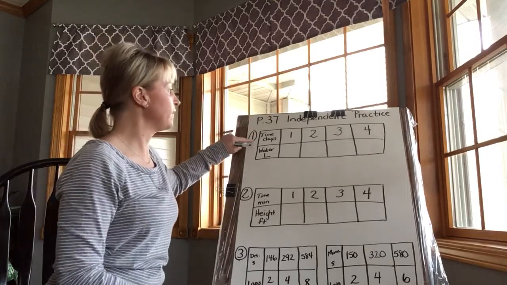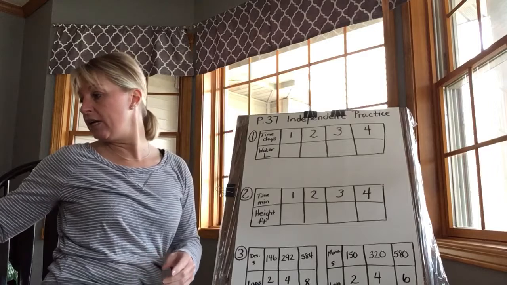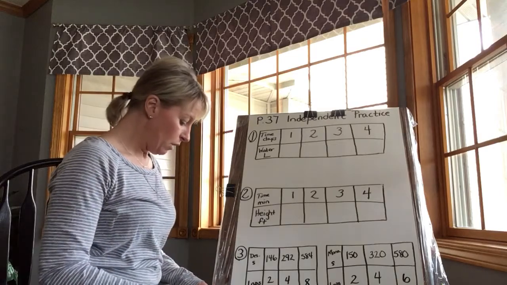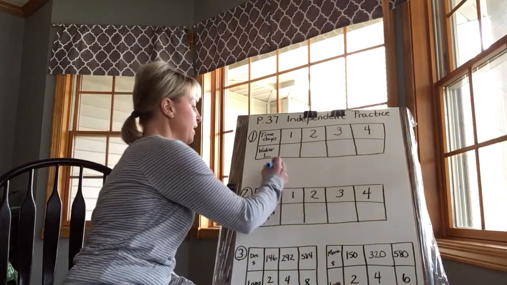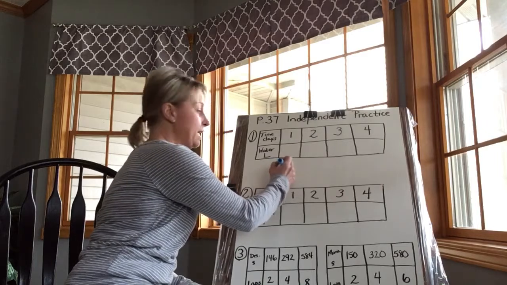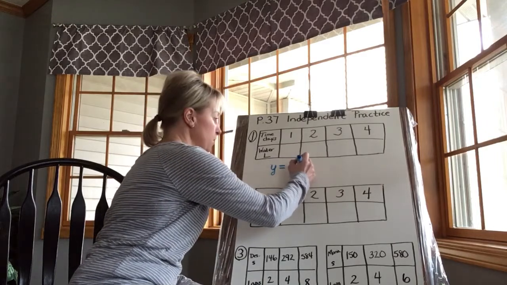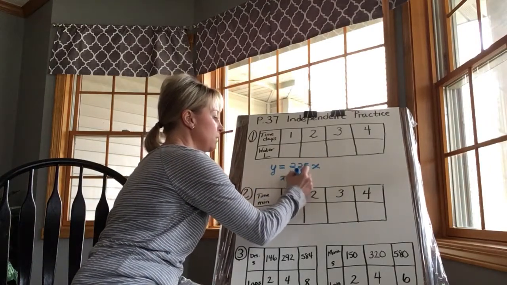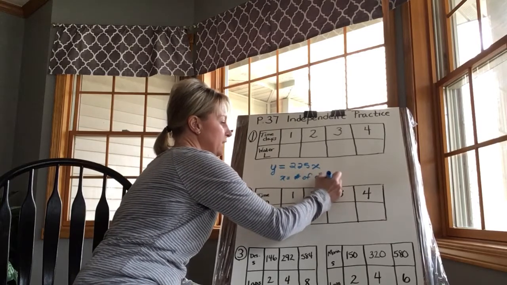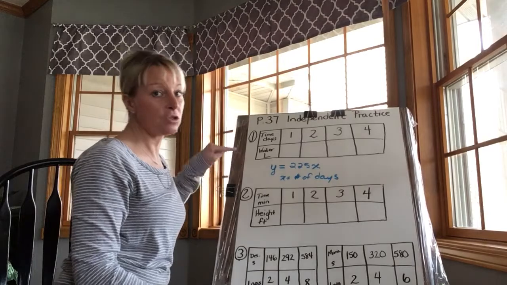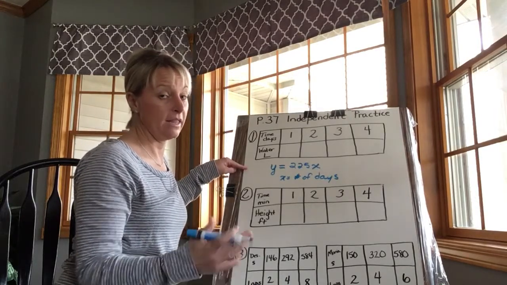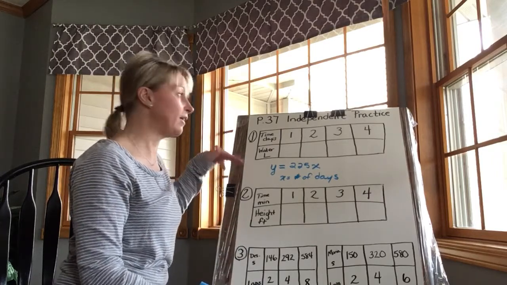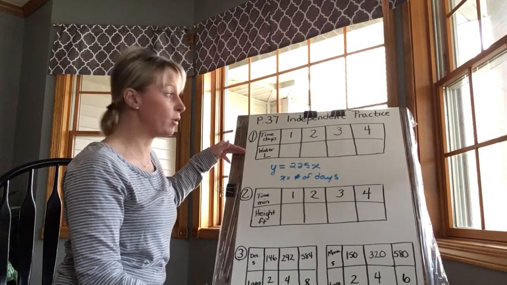So, in the chart, they've already given us the number of days. We need to figure out how much water that is. As we fill that in, it says 225 liters each day. So I'm going to make my equation. Y equals 225 liters each day, so that's times my x. X equals number of days. Am I adding anything or subtracting anything in this equation? The answer is no. So I'm definitely doing multiplication or division only. So I can tell you right now, without even filling out the chart, that it is going to be proportional.